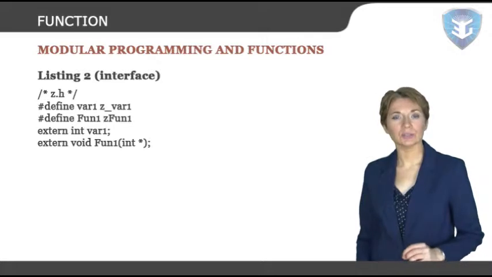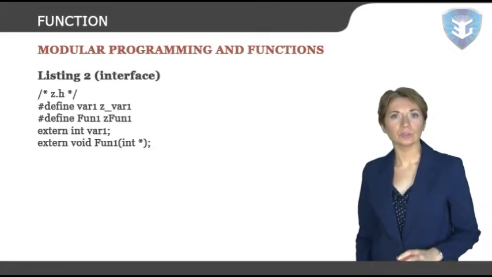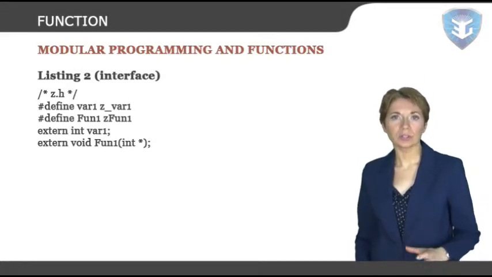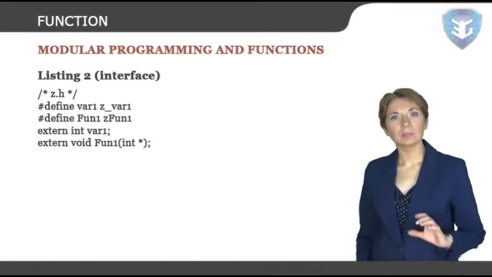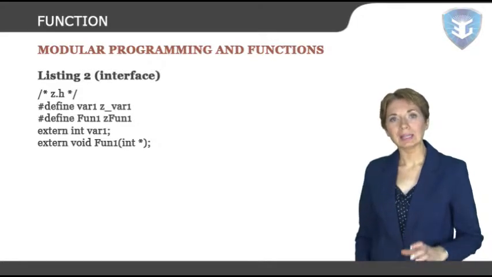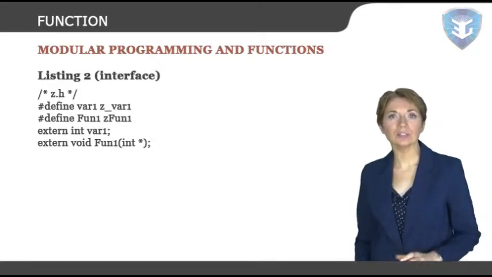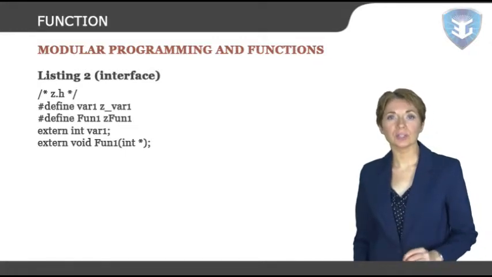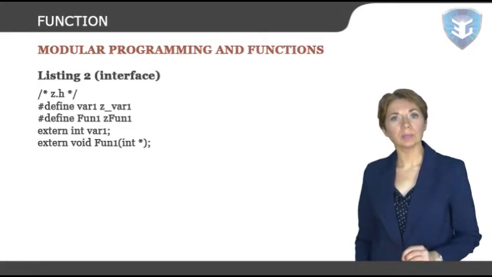Listing 2, Interface. Listing 2 shows the interface definition of our example module. Ignore the #defines at the top. We'll return to those shortly. The bulk of the interface declares the external, publicly accessible parts of the module. A client module can access the integer variable var1, or it can call function fun1 with an argument that is a pointer to an integer.